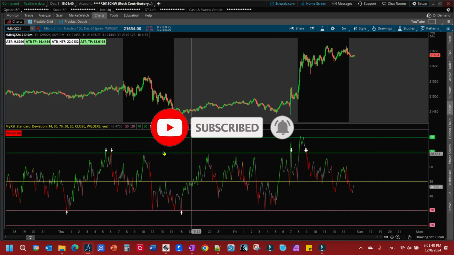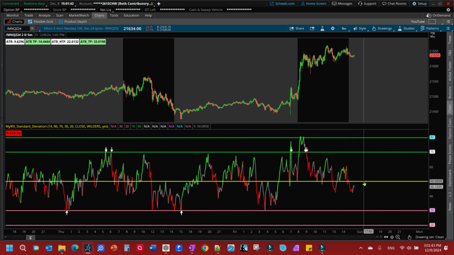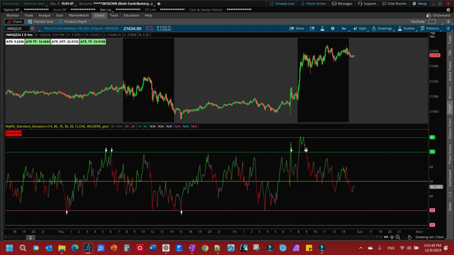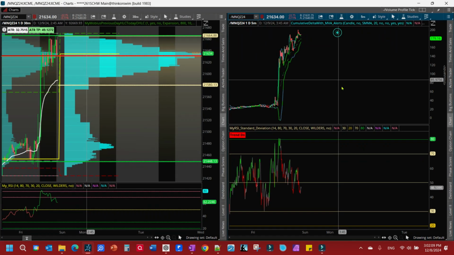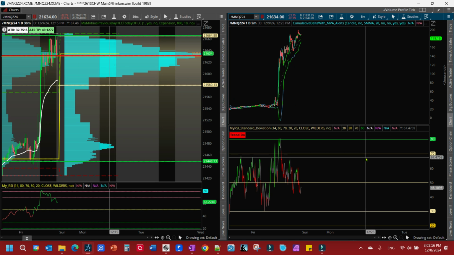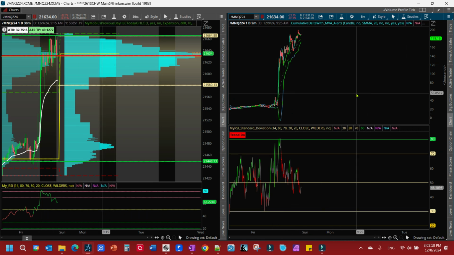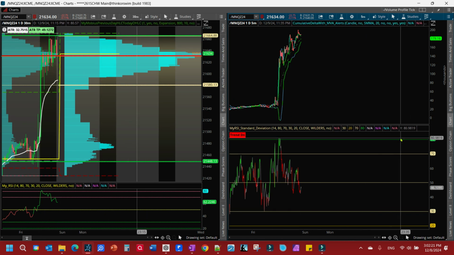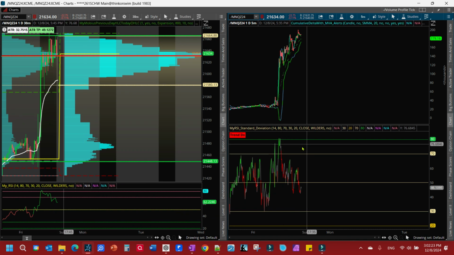Now remember, use this in conjunction with other indicators and price action. You'll see how I have it set up over here. Give me 1 second here. I use this in conjunction with cumulative delta and volume profile, VWAP, and on another chart that I'm actually trading on, I have moving averages as well. So I don't use this just by itself.